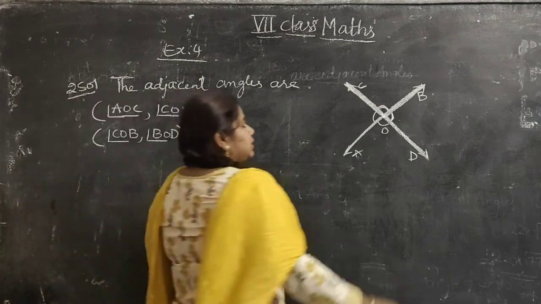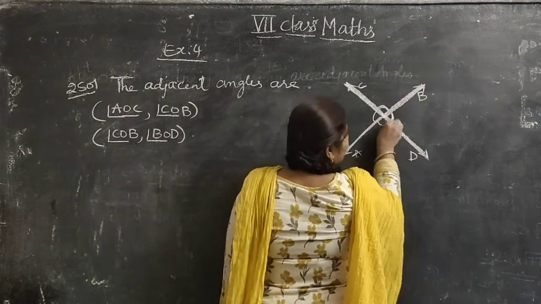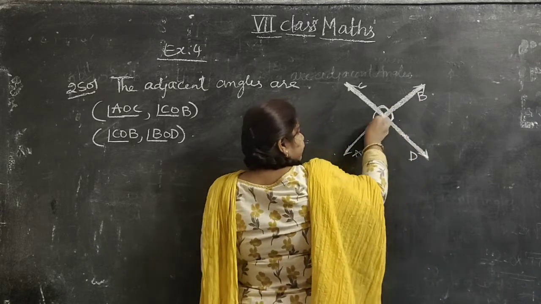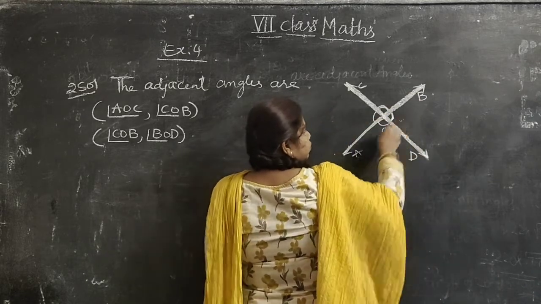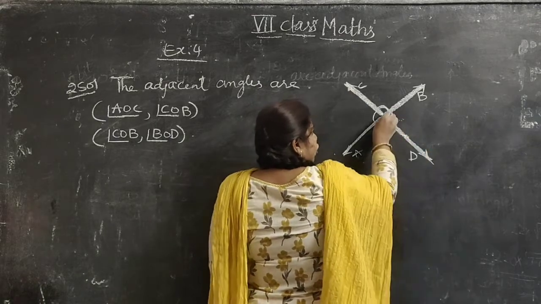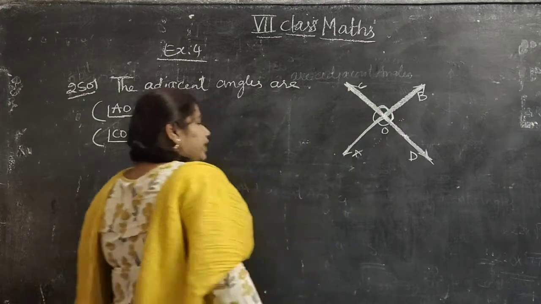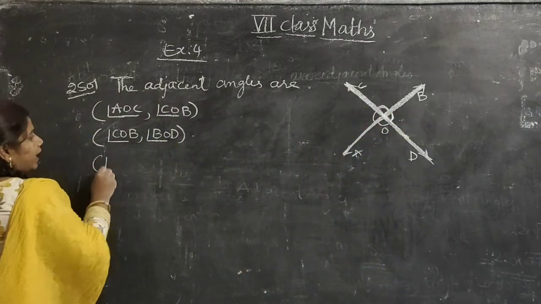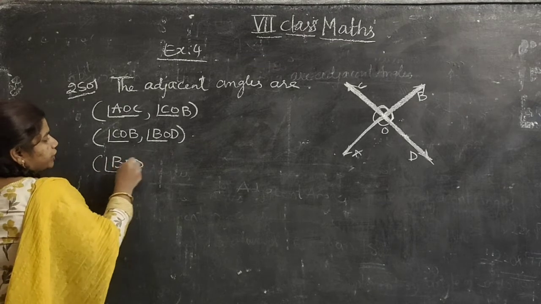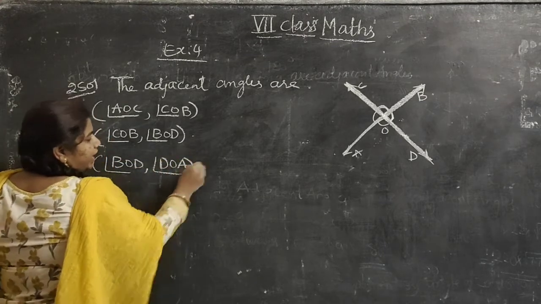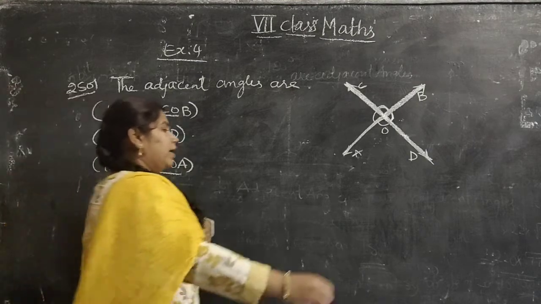Next is BOD, this is one angle, and the other is DOA. So I am taking these two angles. Now this is a common arm for both angles and the common vertex is O. So we can call these two angles adjacent angles. So angle BOD and DOA.